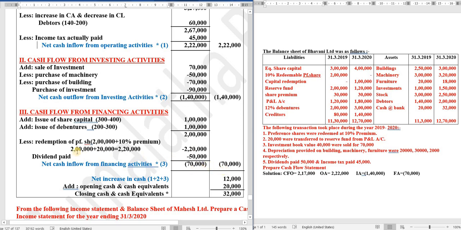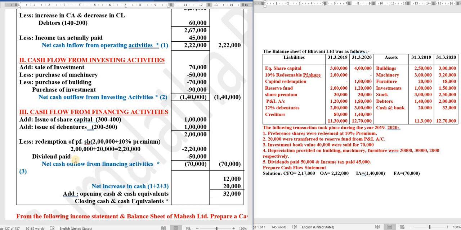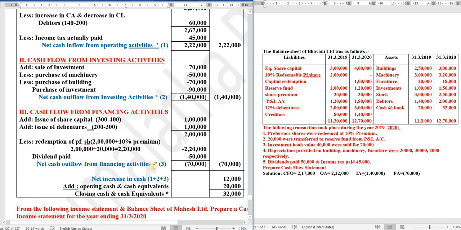As you are getting a negative figure, that means there is a cash outflow. Whenever a negative value comes, we always say it is cash outflow. Correct? How much cash outflow do we have here? Cash outflow is 70,000. That is what we got here. And this we name it as 3. Third activity, that is your financing activity.